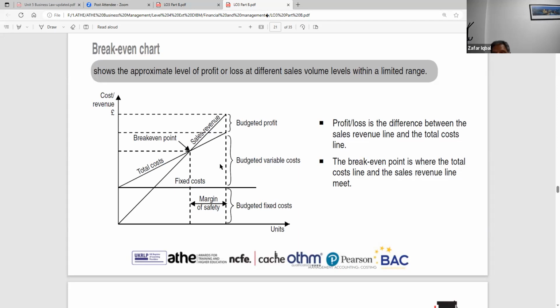It doesn't tell you the marginal cost. It doesn't tell you anything about that. But it'll tell you the total. Okay, it'll tell you the total thing. All right. Now this margin of safety is also important.